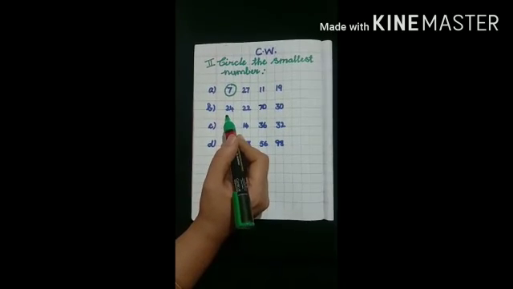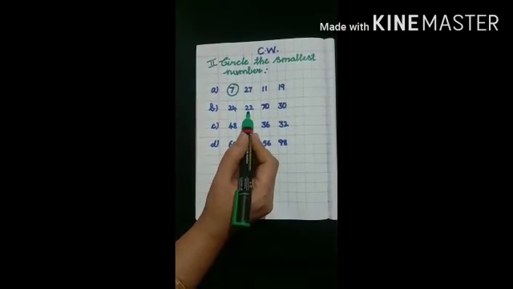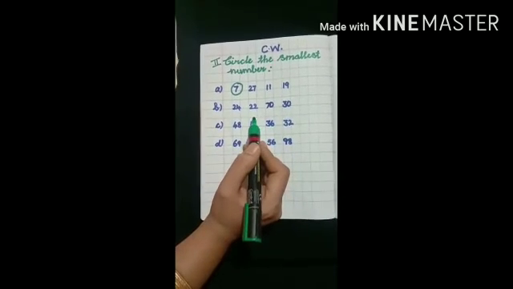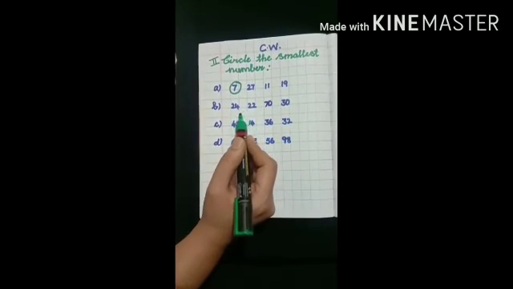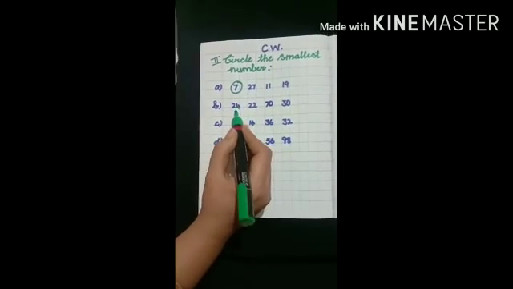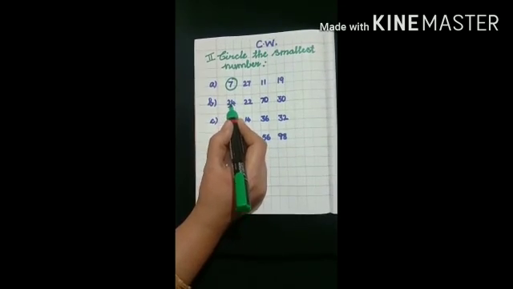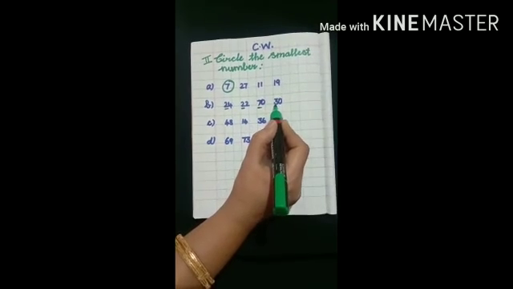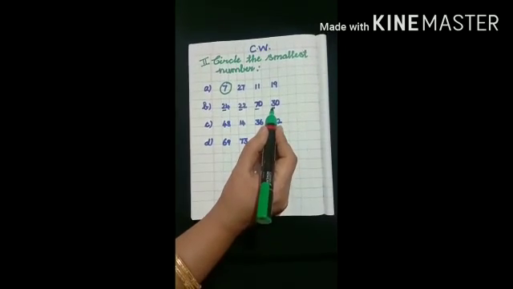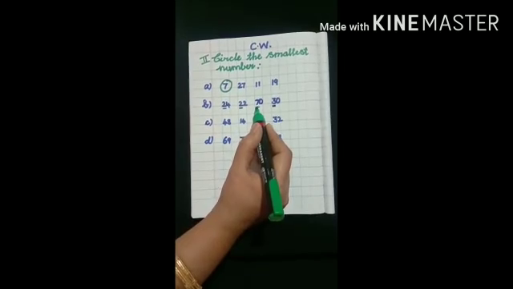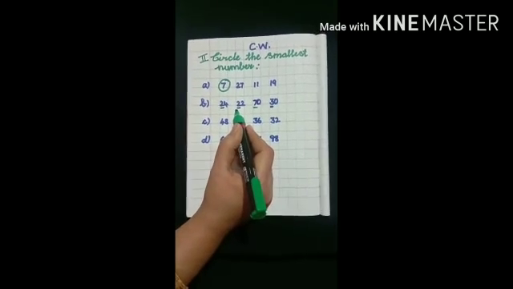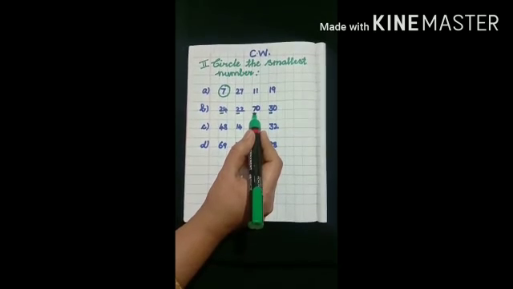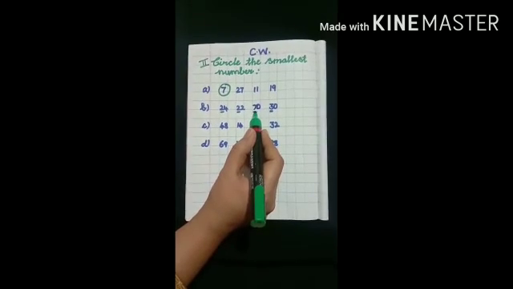Let's take another example. 24, 22, 70, 30. Which is the smallest number here? Let's check the first digit. 2, 2, 7, 3. 3 and 7 are greater number. So 30 and 70 are not the smallest numbers.